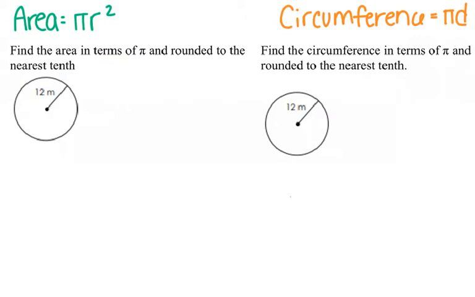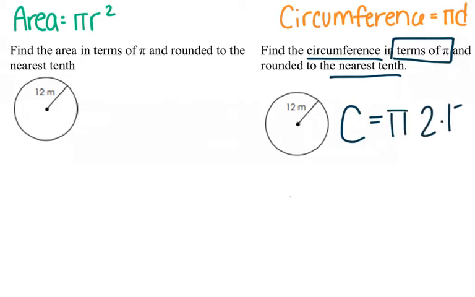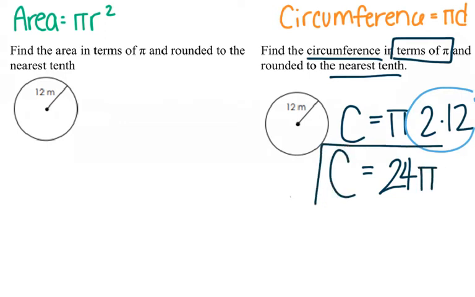All right, the next one, we're going to find the circumference in terms of pi again, and rounded to the nearest tenth. The circumference formula is pi times the diameter. Our radius is 12, so we're going to do 2 times 12 because we need the diameter. Because we're doing in terms of pi, we just multiply the numbers together. 2 times 12 is 24. The whole number always goes in front of the symbol pi. So this is our answer of the circumference in terms of pi.